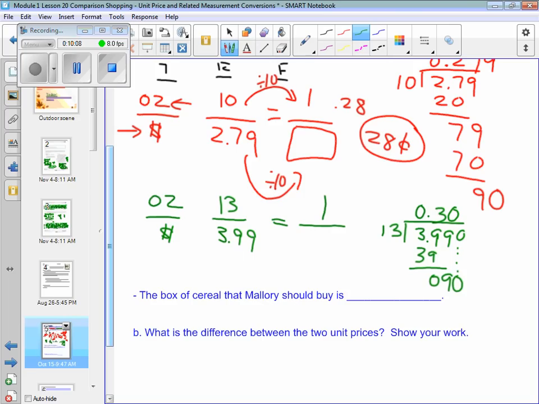It is 6. You ready for your opportunity to get a candy? How do you round that 0.306 to the nearest whole cent? You got it. 31 cents.